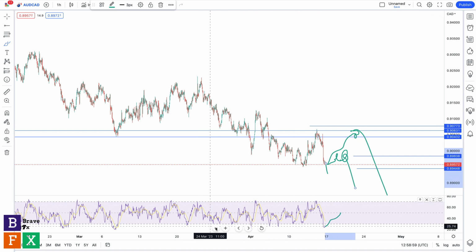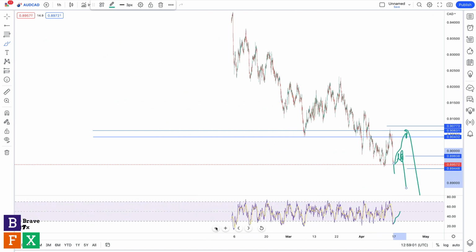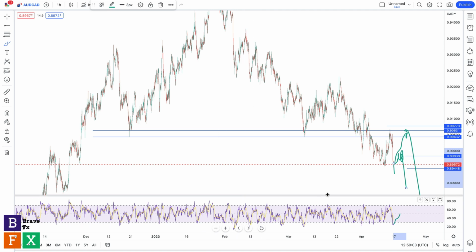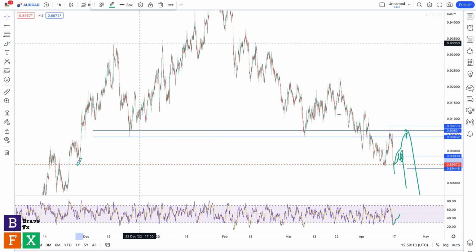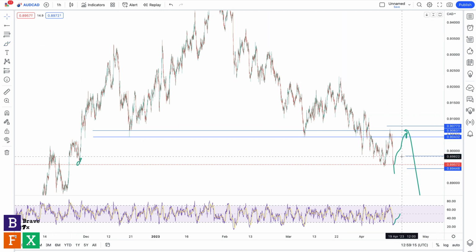So this is something I'm going to be watching out for to go short on AUD-CAD, coupled with the fact that this also corresponds with this price rejection off of these levels. So briefly, I'm going to watch out for a consolidation. I know this looks rough right now, so I'm going to get rid of some of these lines. So I'm going to watch out for stuff like this.